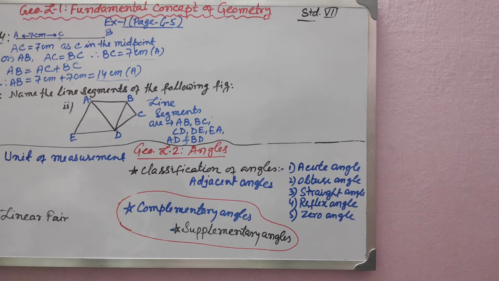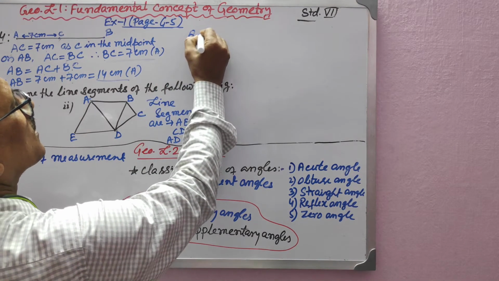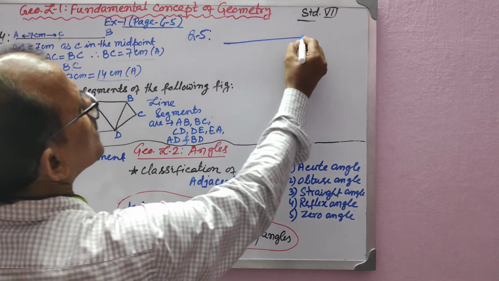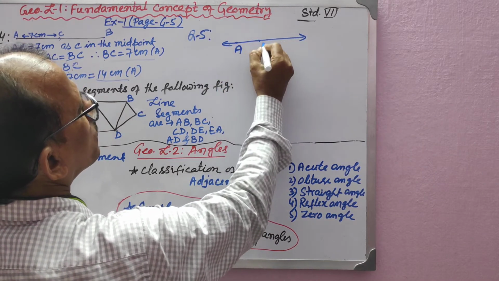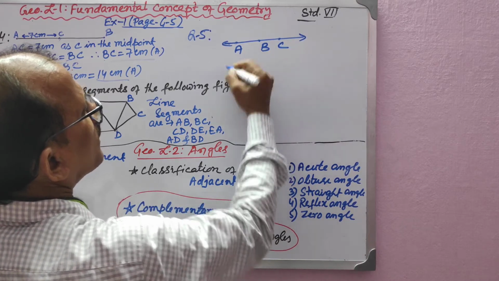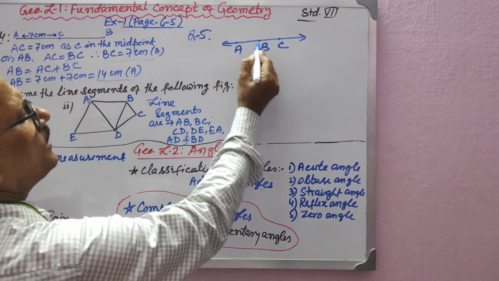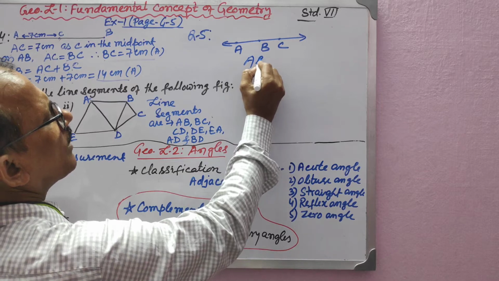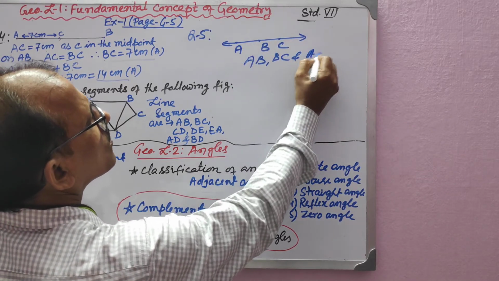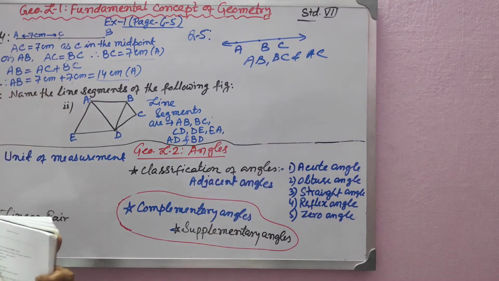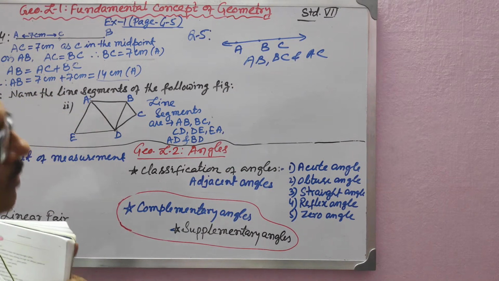Moving on to question number 5. Question number 5 is very simple. I didn't do it because you can do it. See, question number 5 says A, B, C are three collinear points. Suppose here is point A, here is point B, here is point C. How many line segments can be there? Line segments can be AB, BC and completely AC also, from here to here. It's very simple. I hope you have understood it.